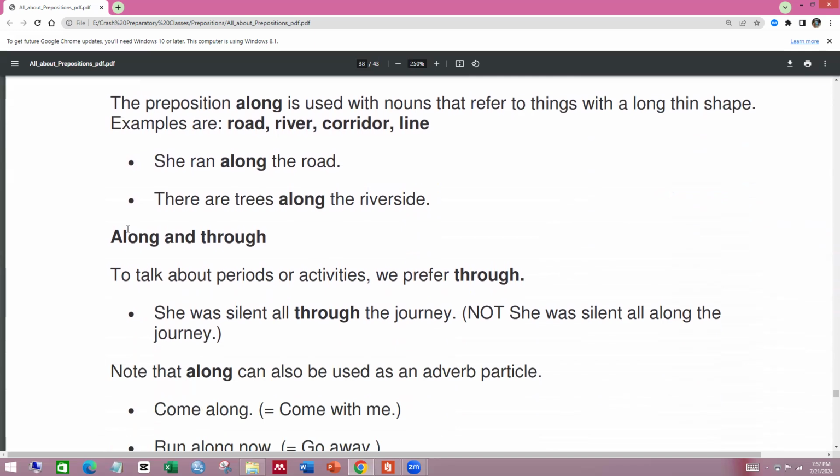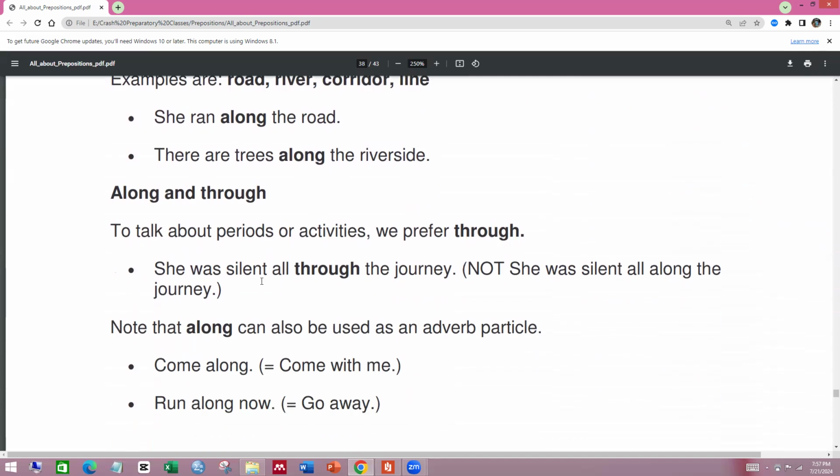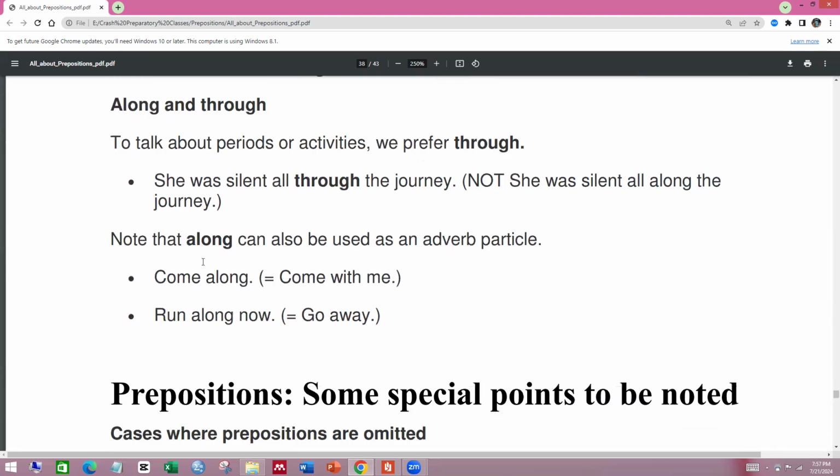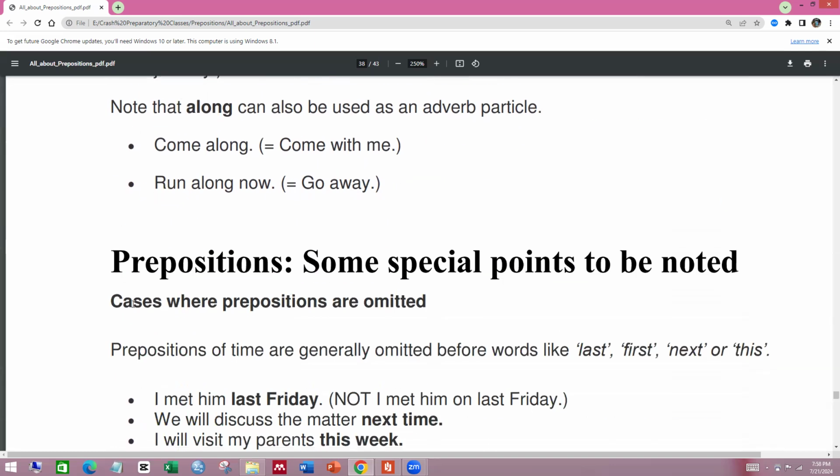Okay. Along and through. To talk about periods or activities, we prefer through. She was silent all through the journey, not she was silent all along the journey. Note that along can also be used as an adverb particle. Come along, come with me. Run along now, go away.